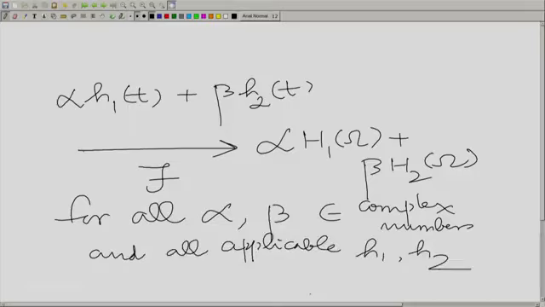Now, let me first explain the meaning of this property to you. What this property means essentially is that when I take a linear combination of two functions, each of which has a Fourier transform, and the linear combination can be taken with respect to any complex coefficients, then the Fourier transforms are also linearly combined in the same way. We now need to prove this property, and let us get down to that job.